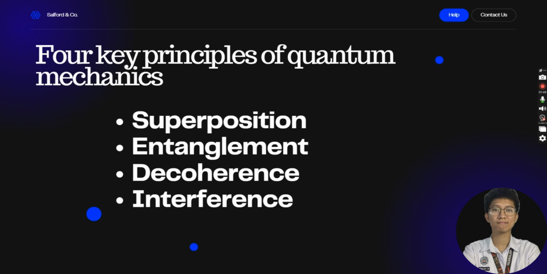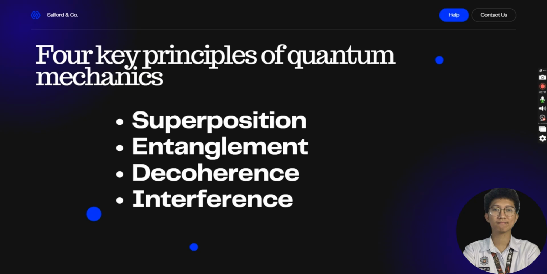Next would be entanglement. When two qubits are entangled, they become linked in such a way that the state of one instantly affects the other, no matter how far apart they are. Next would be decoherence. Quantum states are extremely fragile. When qubits interact with their environment, they lose their quantum behavior and collapse into classical states.